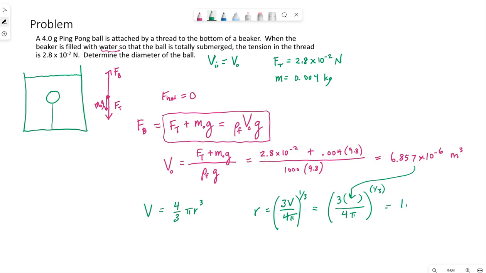I'm getting 1.18 times 10 to the negative 2. This will be in meters. So we could essentially say 1.2 centimeters. But the problem's asking for diameter, which of course we just need to multiply by 2. So 2.4 centimeters. And leaving it as 2.4 times 10 to the negative 2 meters is fine as well.